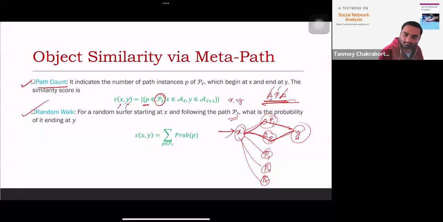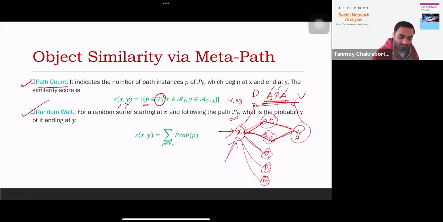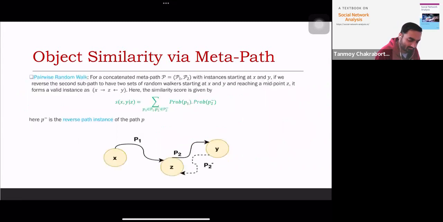So you are here, right? You see that, right? Say there can be another connection like this or something like this. This is P, this is V, or something like this. So what is the probability that you start from here and you can follow any edge, but what is the probability that you follow the path APA and reach Y? So higher the probability, higher the similarity. Okay, this is a random walk.